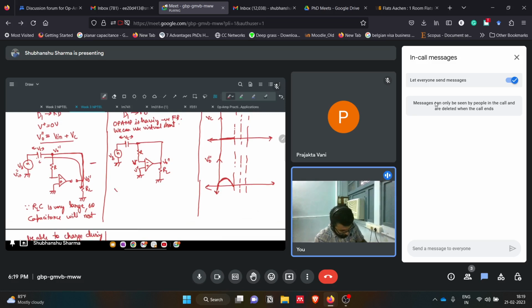So V plus will be 0. We know V plus is 0 as we have not considered V reference voltage, which is now once virtual short is there, so V minus will also be 0, and since this is a voltage follower circuit, V naught double prime will also be 0. Okay, in this case it will be 0.